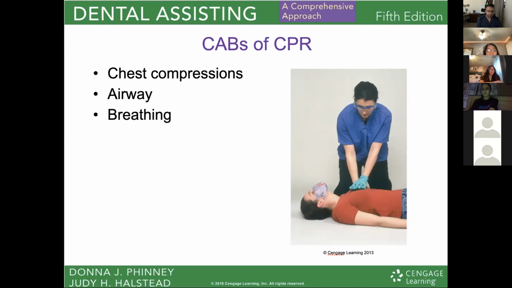The new guidelines for life support suggest a 30 to 2 compression to ventilation ratio. If there's a single person rescuer, let's say you're the only person available to do CPR. If there are 2 people, which is more ideal, you want to do a 15 to 2 compression to ventilation ratio. So 15 compressions and then 2 breaths. And if you have 2 people, you want to have the person switch out every couple of minutes so that you won't get tired.